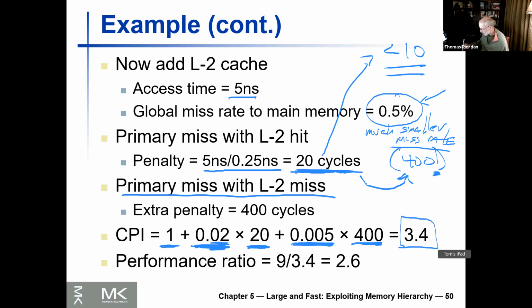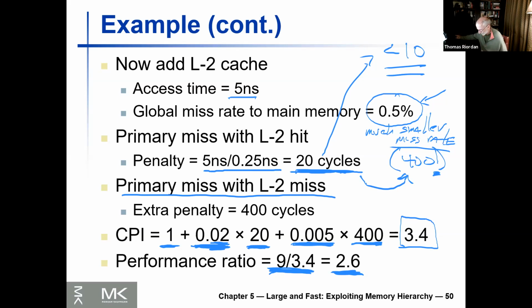Well, 3.4 is not great, but it's a whole lot better than 9. And so then he computes his standard performance ratio. Remember, performance ratio is always computed big number over small number. And he says, okay, the new system is 2.6 times better than the old system. So that's pretty good. But it's not great. So next, we're just going to do this one more time, and we don't have a slide for this, but let's just do it because that's what we're going to want to do.